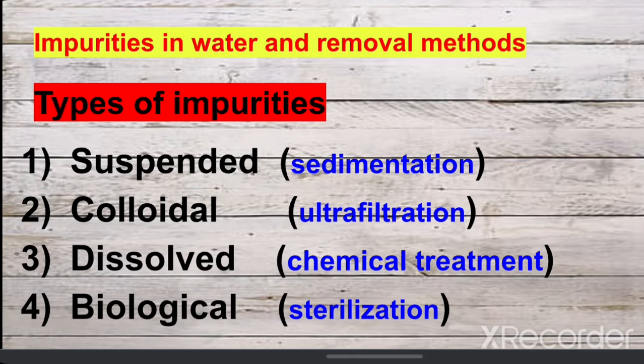Fourth is biological. Biological impurities in water include bacteria, aerobic, anaerobic, pathogenic types, algae, fungi, and other small-sized aquatic living things. They are present in surface water. The removal method is sterilization. Sterilization is the removal method for biological impurities.